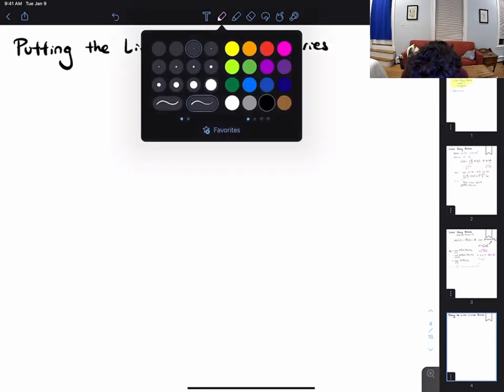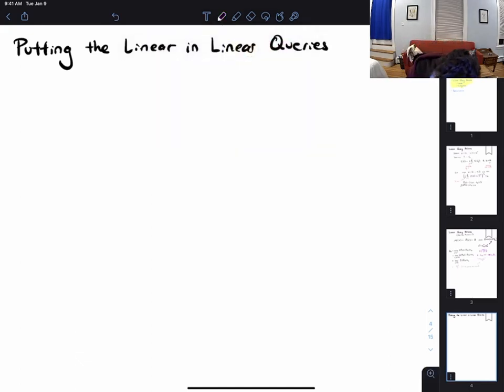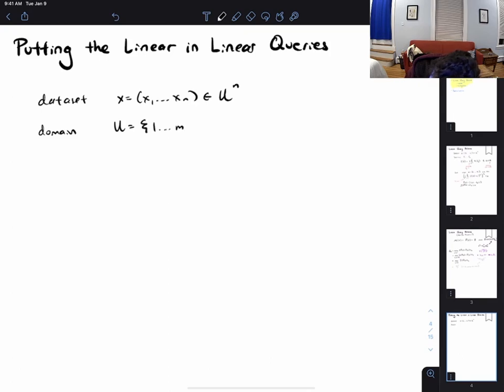So let's recap. We have a data set x1 through xn in U, and the domain is, without loss of generality, numbers between 1 and m. The important thing is just that U is some set of size m, and I'll think of it as finite. I don't want to think of it as infinite.